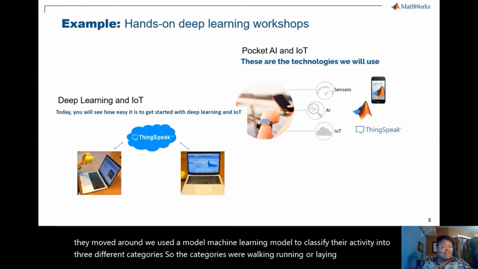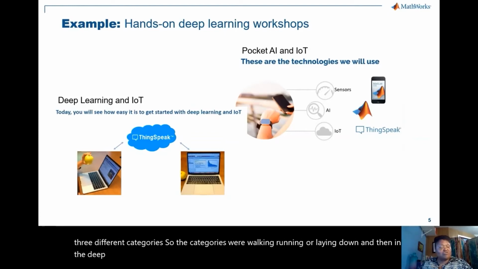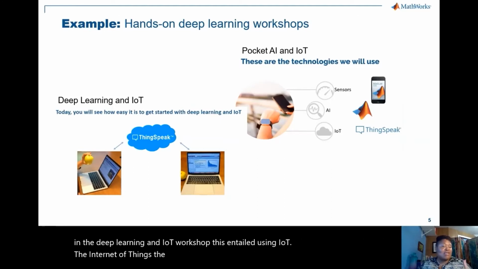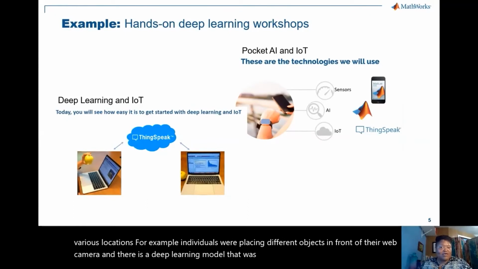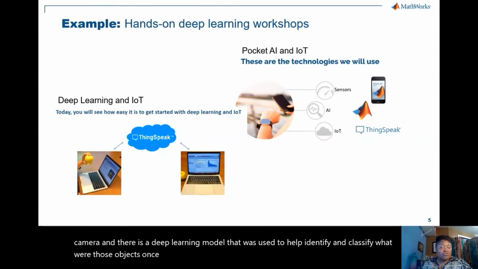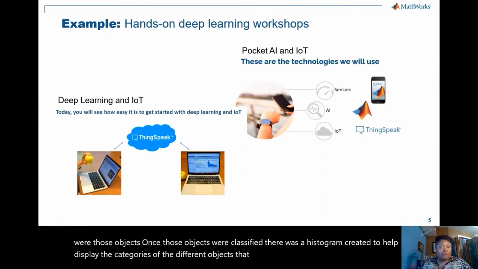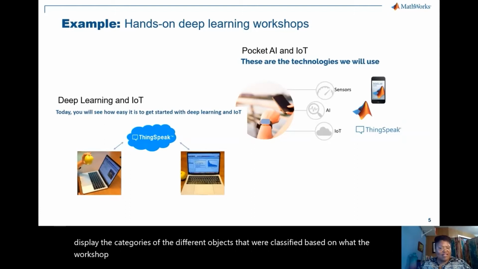And then in the deep learning and IoT workshop, this entailed using IoT, the Internet of Things, to gain insight into what was occurring with data exploration in various locations. For example, individuals were placing different objects in front of their web camera, and there was a deep learning model that was used to help identify and classify what those objects were. Once those objects were classified, a histogram was created to help display the categories of the different objects that were classified based on what the workshop participants were pointing at the camera at that time.